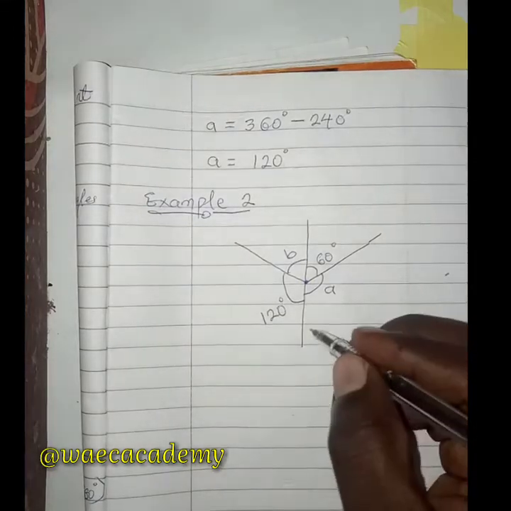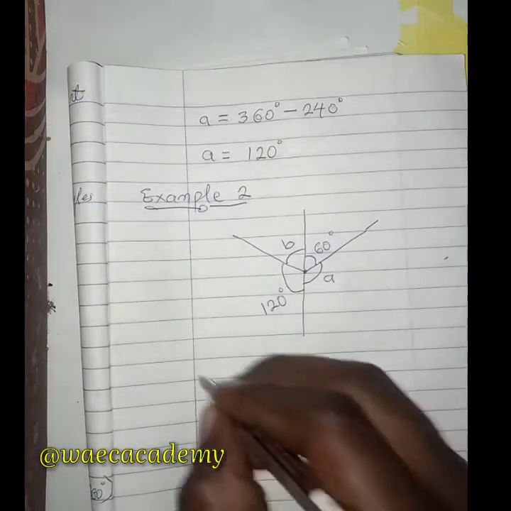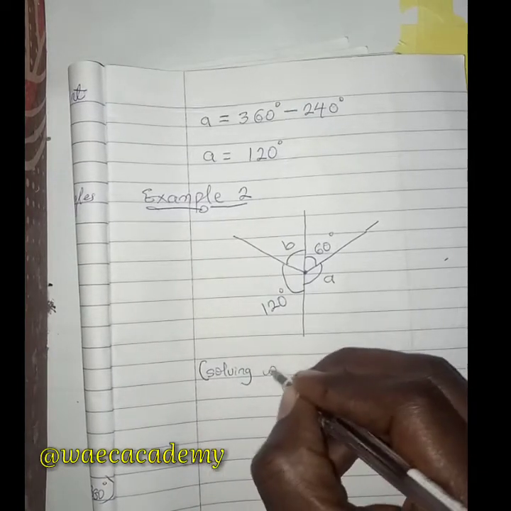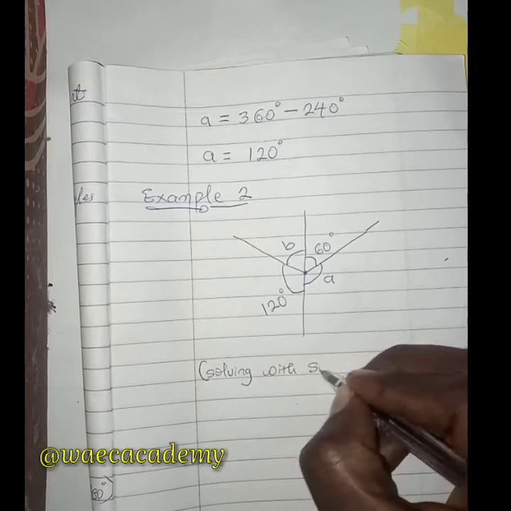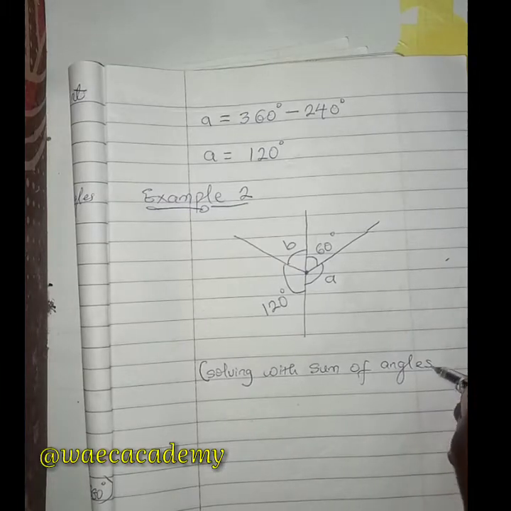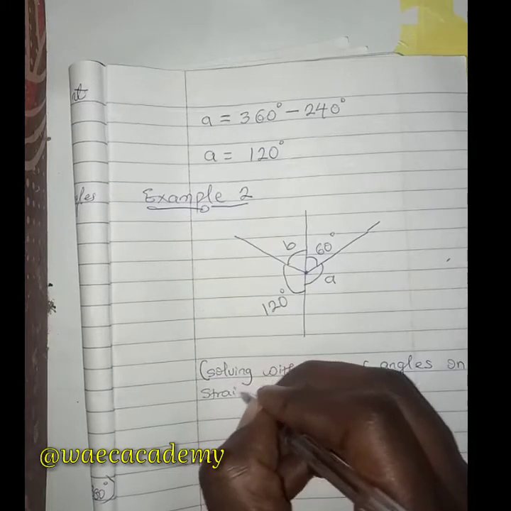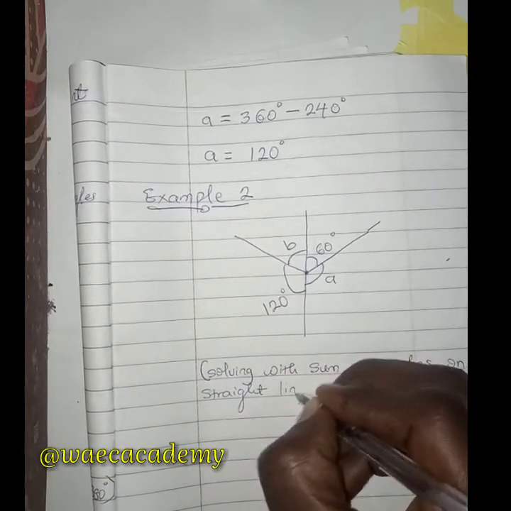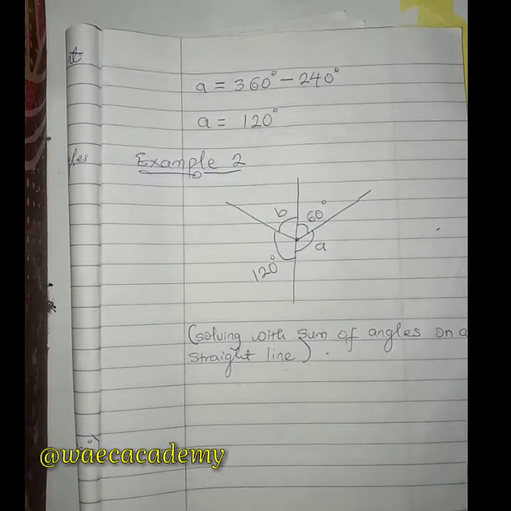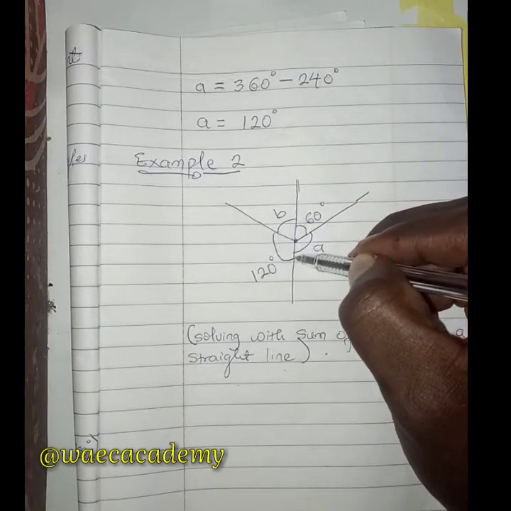Okay, now let's see what we can do if we want to solve this question. So let's have the very first one. Okay, solving with sum of angles on a straight line, right? On a straight line. So we want to use that first method. So how do we do that if we want to solve with sum of angles on a straight line? No problem. You have to realize that this is on the major straight line here.